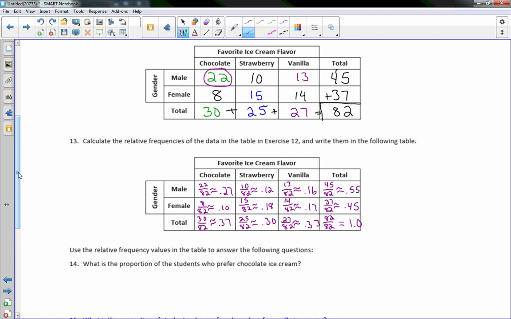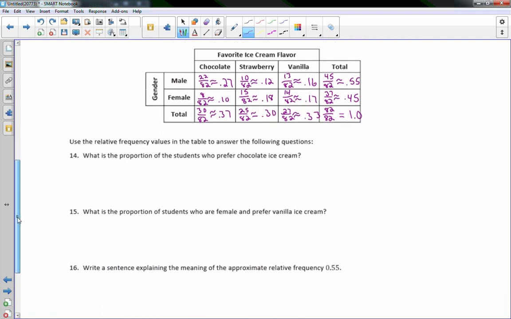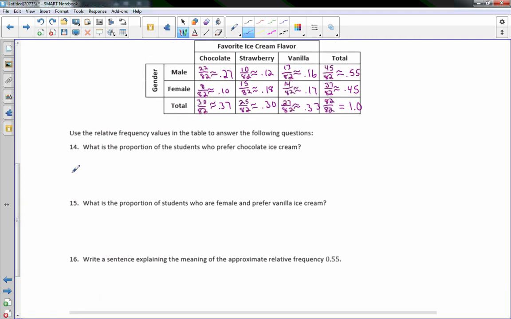Okay. Use the relative frequency values in the table to answer the following questions now. What is the proportion of students who prefer chocolate ice cream? So the total who prefer chocolate is over here. I'm sorry, down here. Chocolate, the total is down here. Chocolate total right here. And it was 0.37 or 37%.